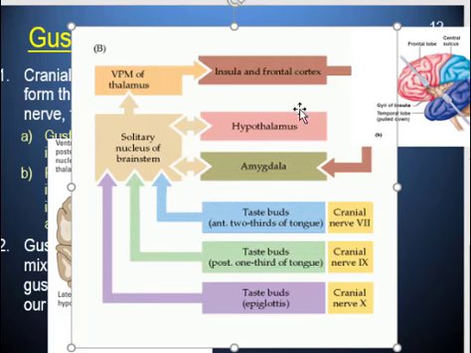Again, this part I'm coming up to in the next lecture, why that's so important. But some of it will go to the VPN of the thalamus, and then ultimately, again, to the insula and the frontal cortex, depending on whether it's strictly taste or whether it's texture.